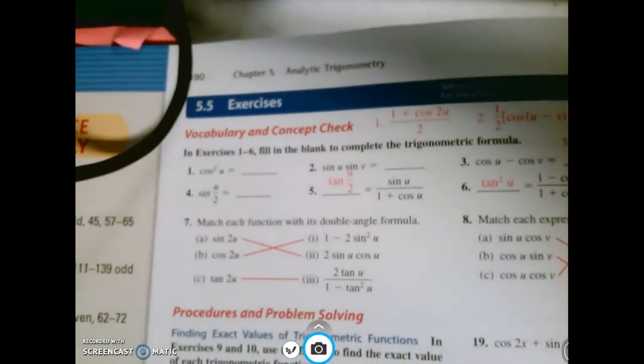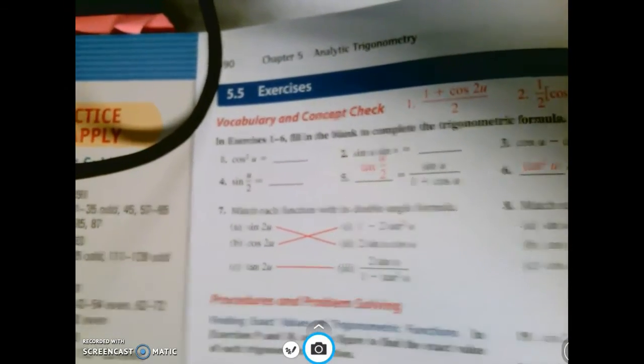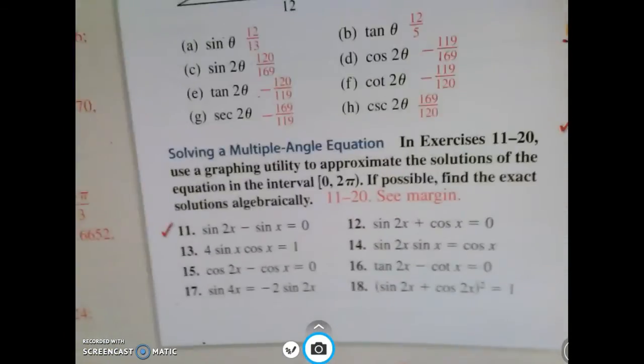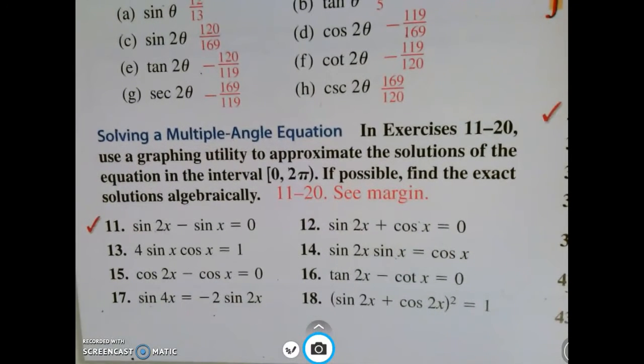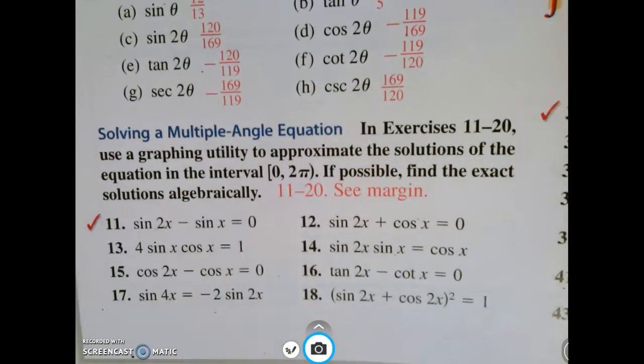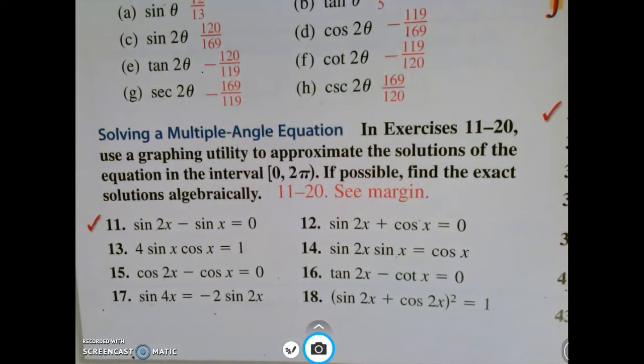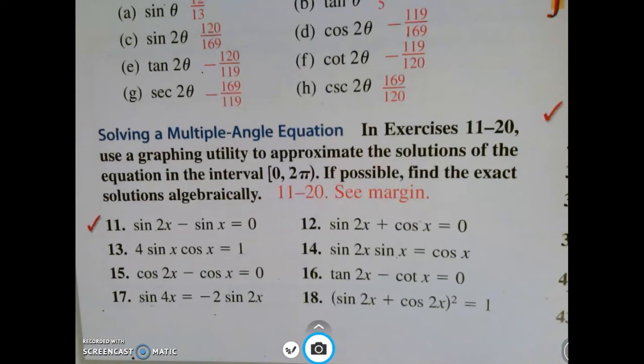What I want to talk about right now is from page, what have we got there? 390. And these ones. Okay. It says, in exercises 11 to 20, use a graphing utility to approximate solutions. So in the other video we solved one of these by factoring. You have to change that double angle formula out and do it by factoring. So that's a very, very useful way to do it.